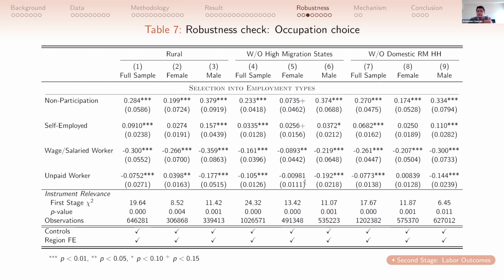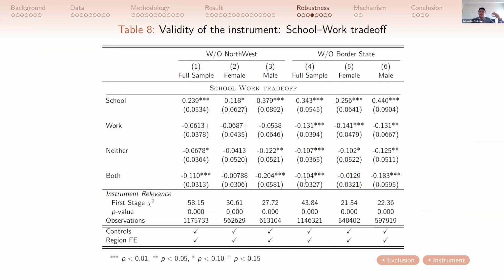Again, my results are robust for occupational choices for all the 3 samples that I've used. As in the previous slides, I had shown, while checking the validity of the instrument, that my results are robust without the Northwest states and without the border states, because my instrument had greater scores towards the Northwest and border states, so I omit those states to check if my results are still robust.